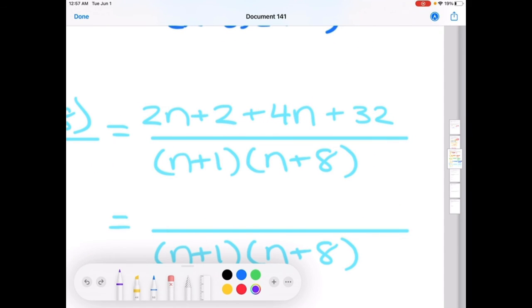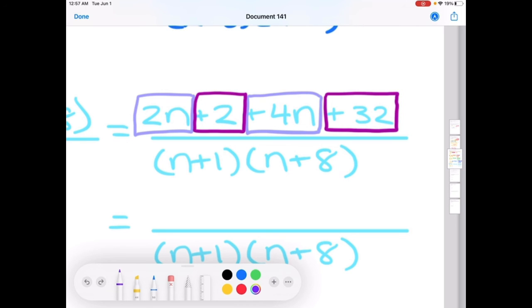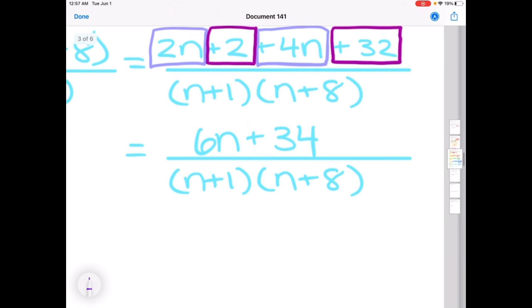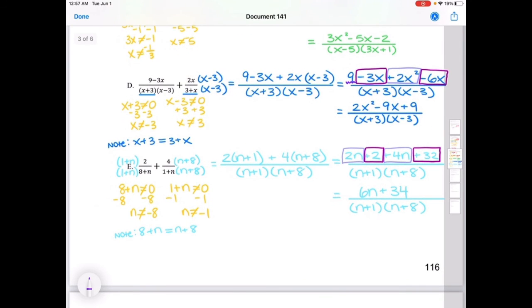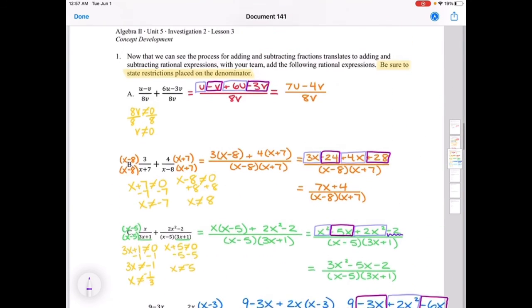of the associative property. So here I can combine my like terms. I can combine 2n and 4n, and I can combine 32 and 2. So my simplified expression is going to be 6n plus 34 all over n plus 1 times n plus 8. And here we have all of our simplified expressions.